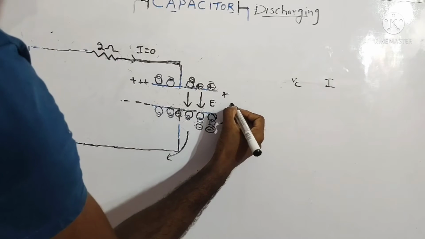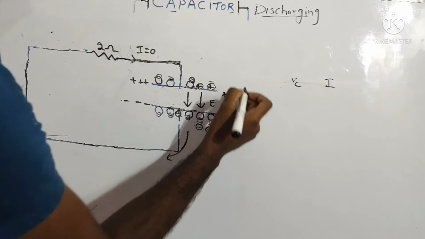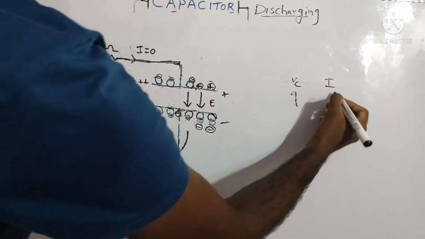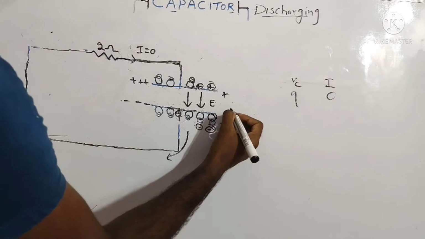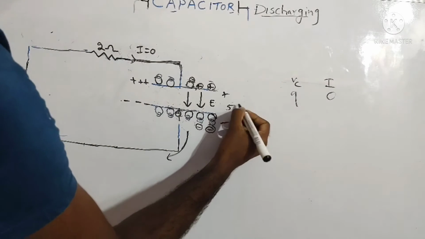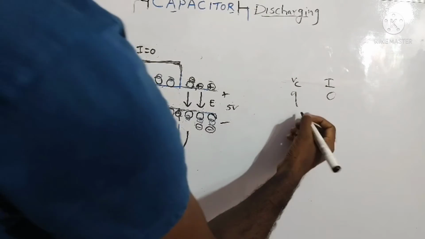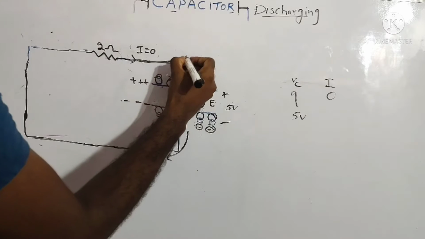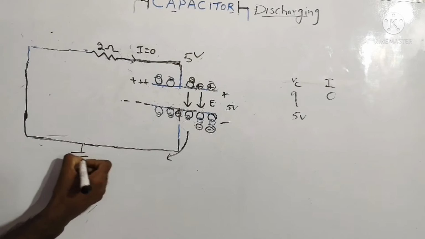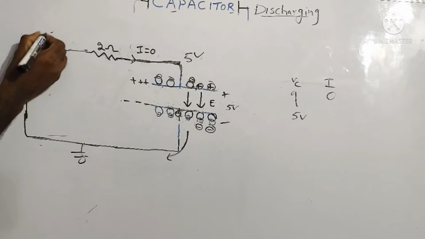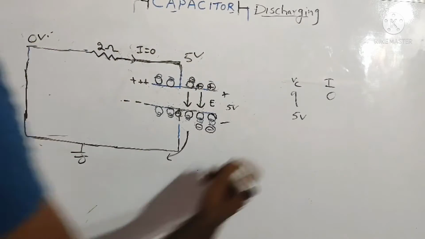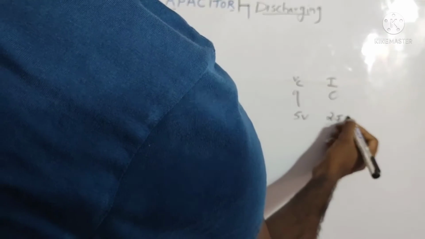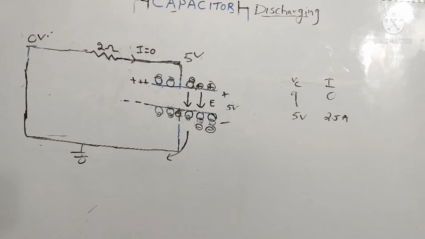So initially it is 9 volts and 0 amperes. Now it decreases to, let's say, 5 volts. Okay, 5 volts. So if it decreases to 5 volts, the current is nothing but this is 5 volts, right? This is 0 because this is ground. This is 0 volts. 5 minus 0 over 2 is nothing but 2.5 amperes. Okay, again.